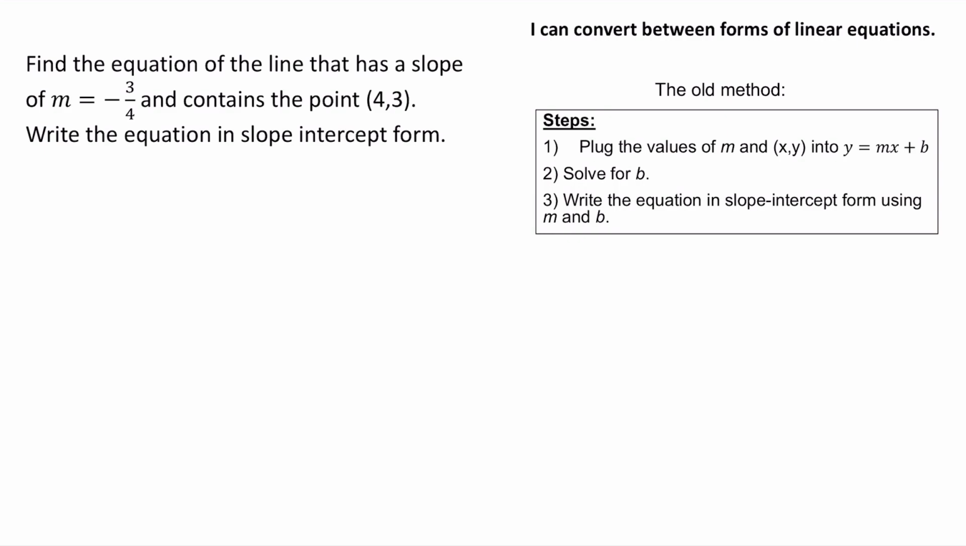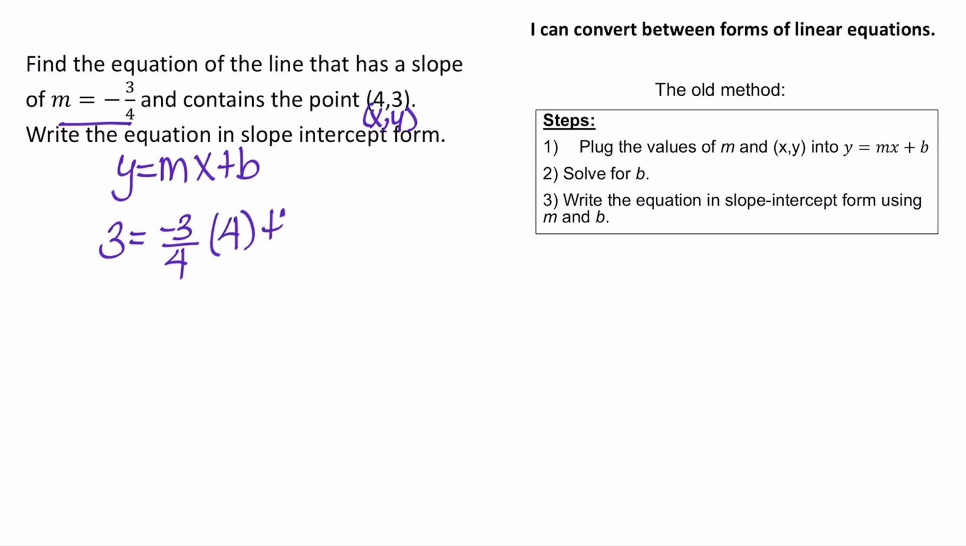Let's find the equation of the line that has a slope of m equals negative 3 over 4 and contains the point (4, 3), and let's write the equation in slope-intercept form. The old way was to use slope-intercept form, which is y equals mx plus b. So m equals negative 3 over 4, and (4, 3) tells me an x and a y value. So I'm going to plug into this equation. I have 3 equals negative 3 over 4 times 4 plus b.